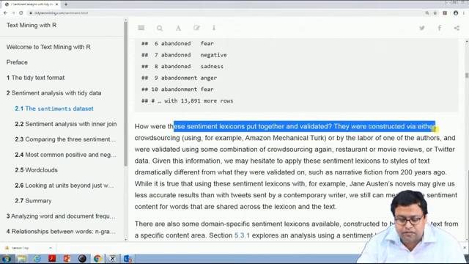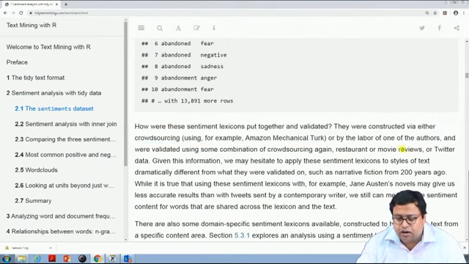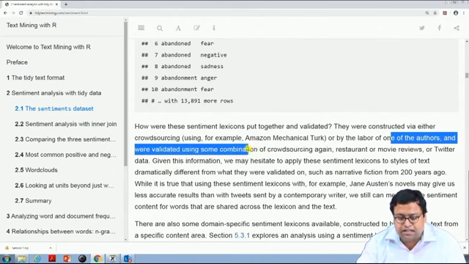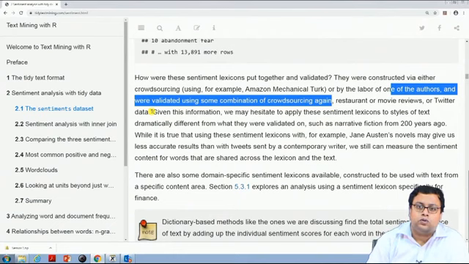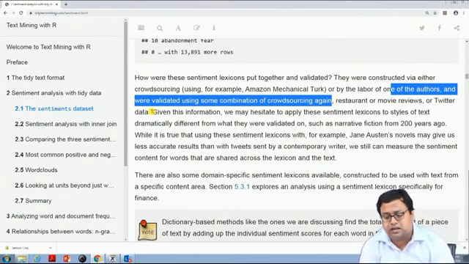So, how are these sentiment lexicons put together and validated? They were constructed via either crowdsourcing or by the labor of one of the authors, and were validated using some combination of crowdsourcing again. Restaurant and movie reviews or Twitter data is actually used. For example, I use hotel data, they also use restaurant or movie reviews data.